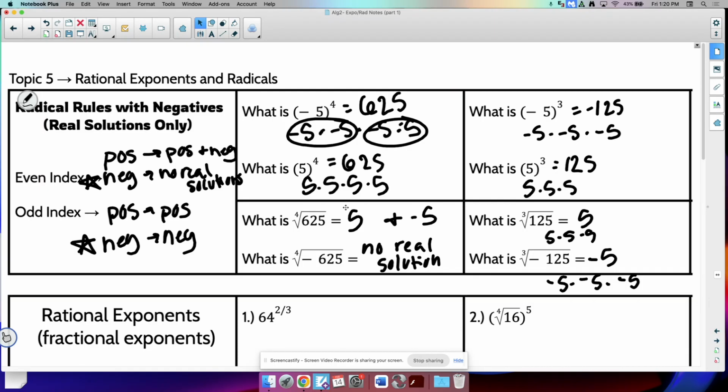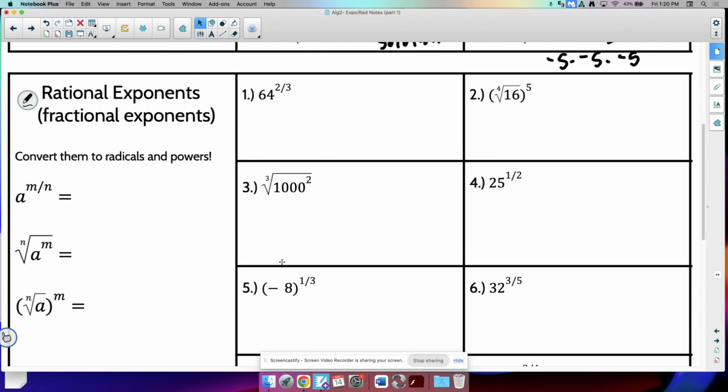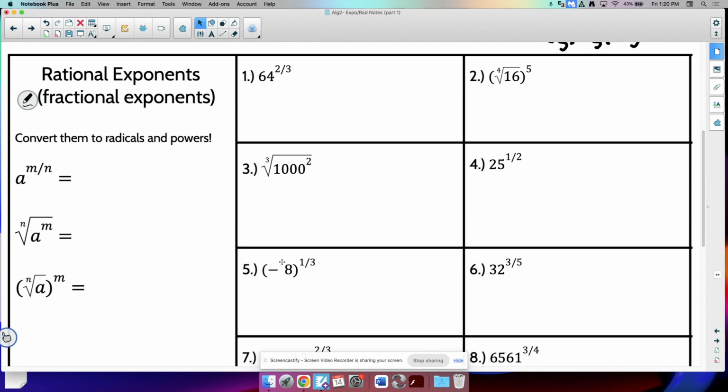Okay, the actual lesson for today is rational exponents. What word does rational start with? Ratio. Ratios are fractions. So anytime you see rational in math, it just means you have a fraction. There's a rule here, a pattern that's going to exist. So we're going to have exponents that are fractions.